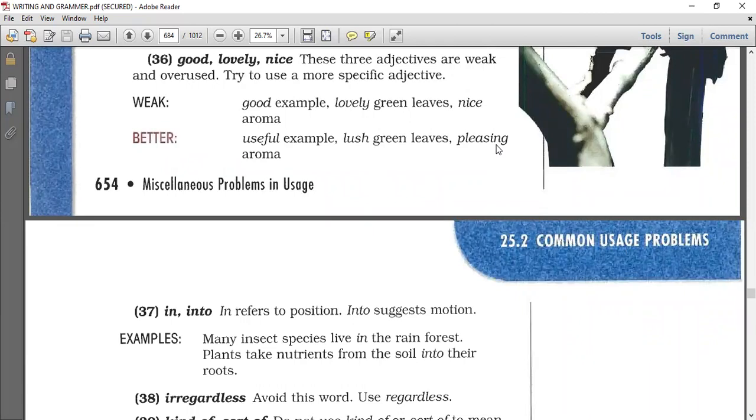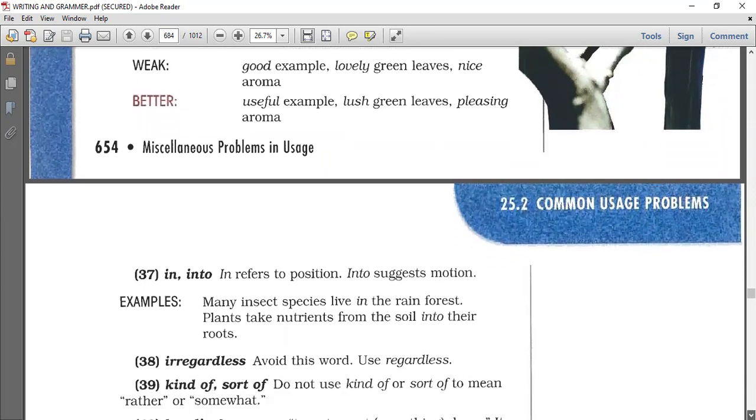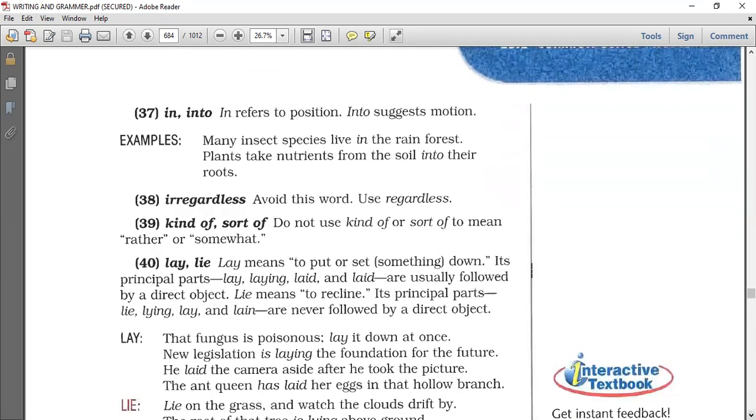Let's do 37. So again, if I go back to 36, when you're writing an essay, don't use good, lovely, and nice very often. Some of you will need to do IELTS maybe this summer or next year for your university or college. Never, when you write an IELTS essay, use good. You can use a more specific word, like useful. Lovely: in this example, lovely green leaves, use lush. Lush means fresh and green. Nice: use pleasing, and so on, or any other descriptive or more specific word.